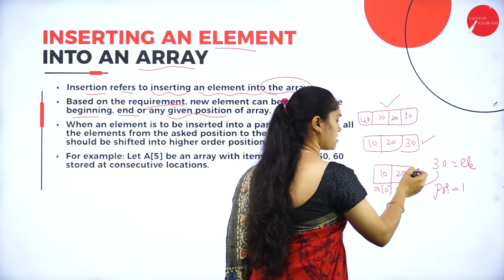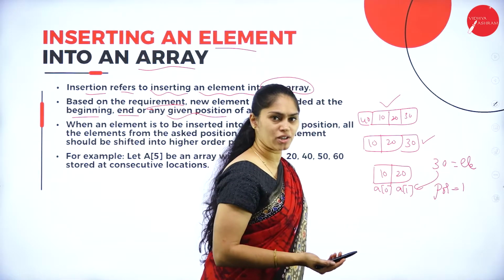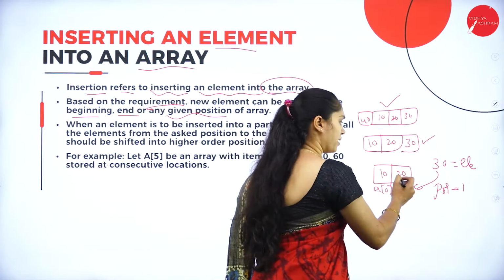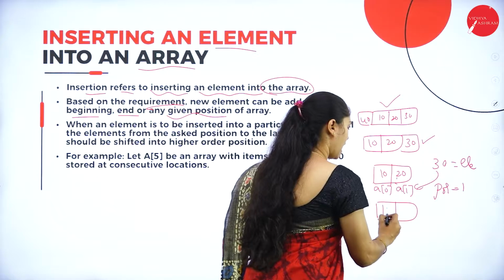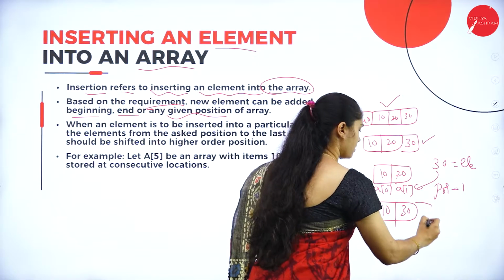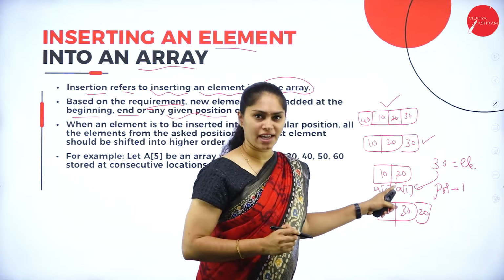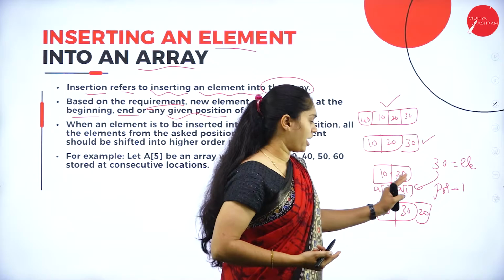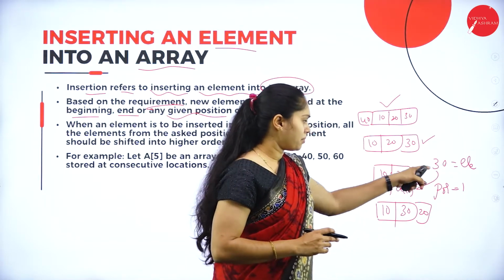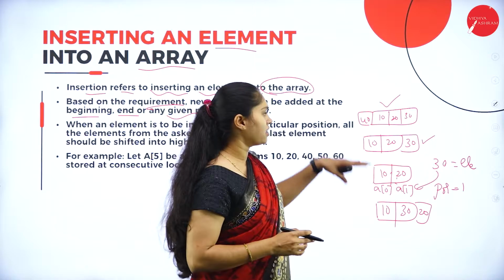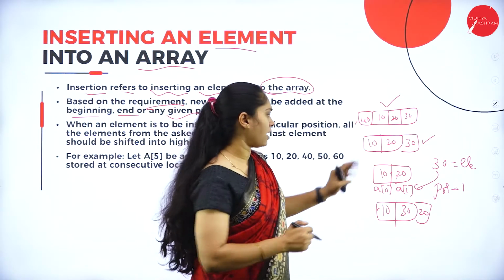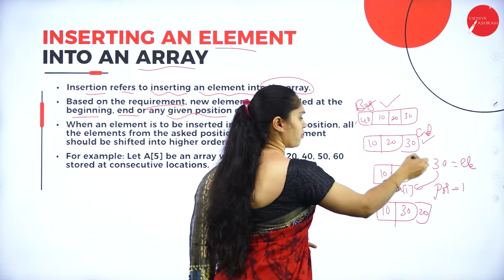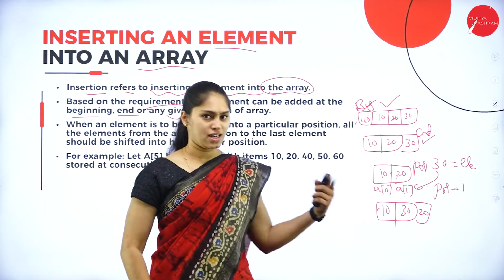So how will it be done? This 20 will be pushed to the next location and this will become vacant. After that I can add 30 here. That means whatever we have in A of 1 will be copied to the next position, that is A of 2. Then A of 1 is blank. In that position, I am bringing this 30. So insertion can be at the beginning, at the end, or at a specific position. This is how we can insert, right?